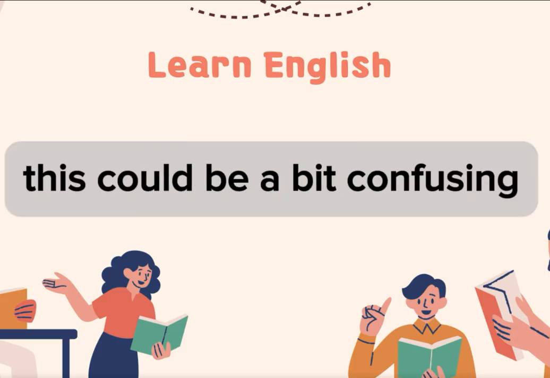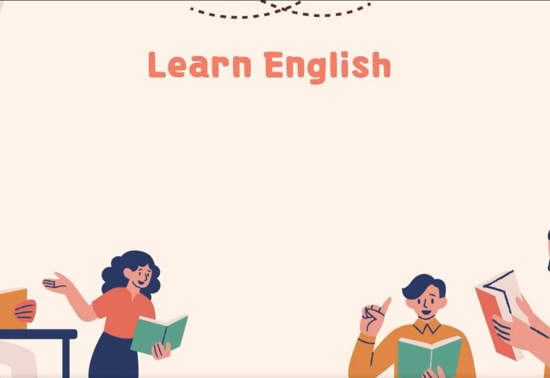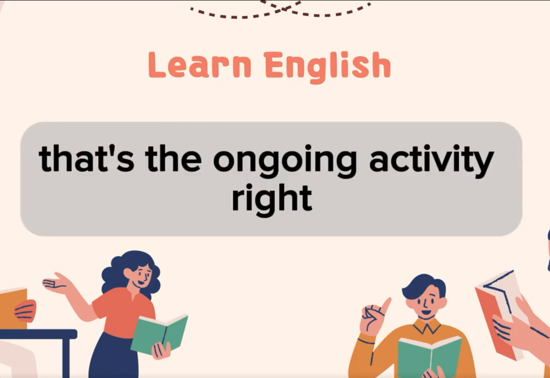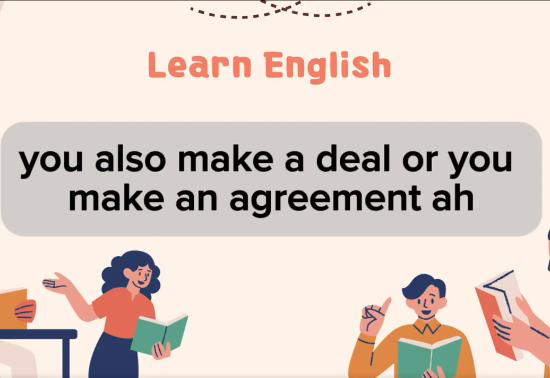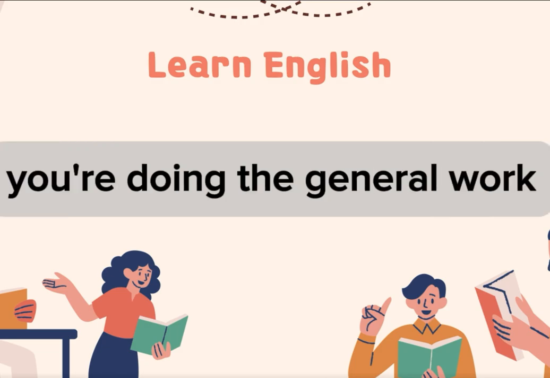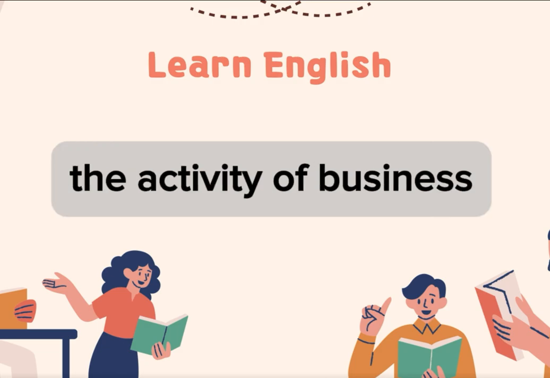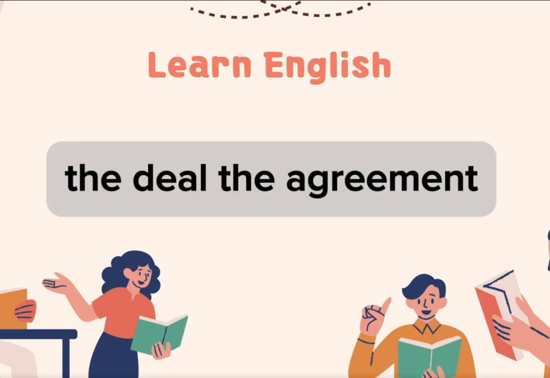Now, this can be a bit confusing. I get that, because while you do business, that's the ongoing activity, right? Running the company. You also make a deal, or you make an agreement. Okay, so how does that fit the rule? Well, think about it. You're doing the general work, the activity of business, but you're creating a specific outcome or result. The deal, the agreement.